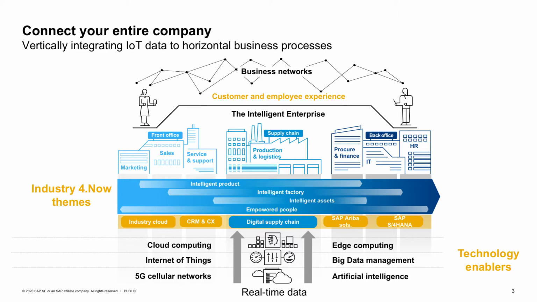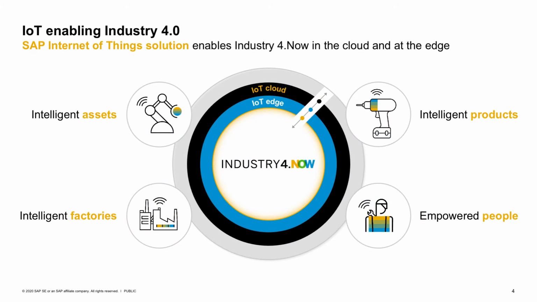It is integrated between IT and OT to horizontally integrate business processes across the enterprise. There's the aspect of intelligent assets, intelligent factories, intelligent products, and the empowered worker. And so let me walk you through some of the examples that we have here.